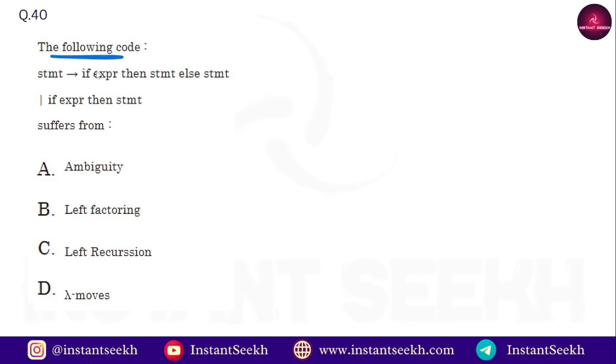The following code: statement, then if expression then statement else statement, or if expression then statement, suffers from which type of condition? It is basically suffering from ambiguity. What is ambiguity? Ambiguity in a grammar means there is more than one parse tree or leftmost derivation for the same string produced by the grammar. In this case, the ambiguity arises because it is unclear to which if the else should be matched. So that is the ambiguity here.